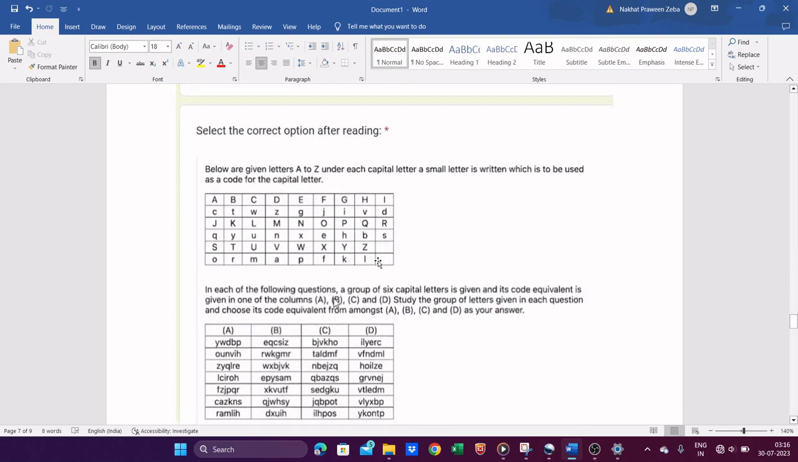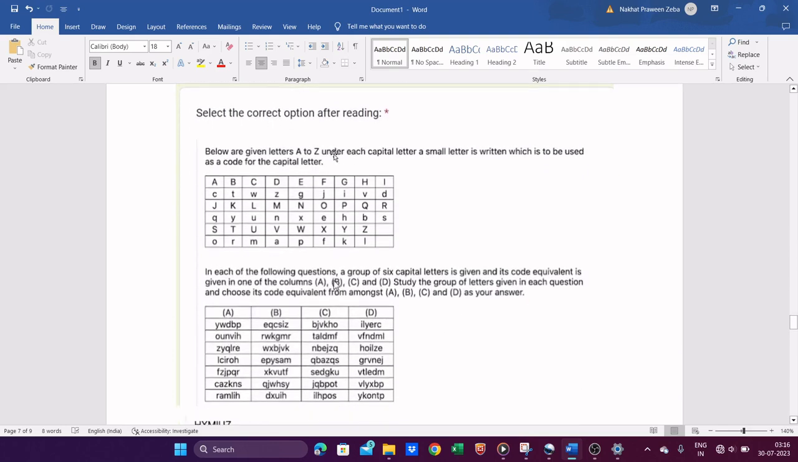Okay. So below are given letters A to Z. Under each capital letter, a small letter is written which is used as a code for the capital letter. You can see A is coded as a small c, B is coded as a small t, C is coded as a small w. Likewise, Z is coded as a small l. So these small letters are replacing the capital letters. This is given here for your hint.